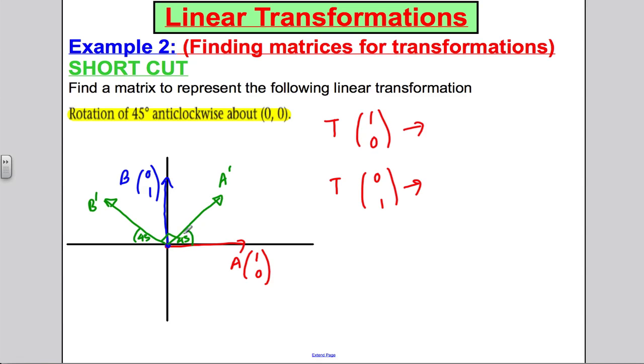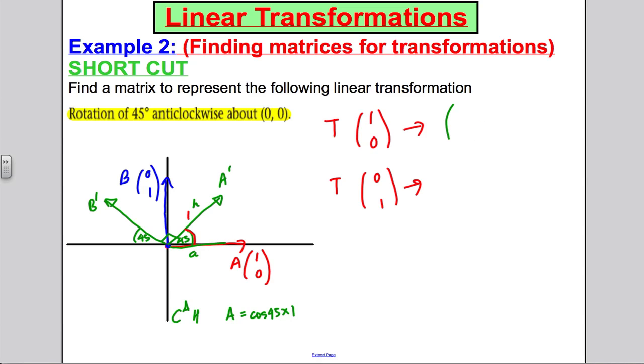Well, I can easily find A dash. Look, I know that this here has length 1, because this had length 1 and I've just rotated it up. And I know that angle is 45. So if I want to find out how far across it now is, I'm trying to find the adjacent. I've got the hypotenuse, so I use cos. And the adjacent side would be equal to cos 45 times 1. And cos 45, if you type that in your calculator, is root 2 over 2. So this distance is root 2 over 2.